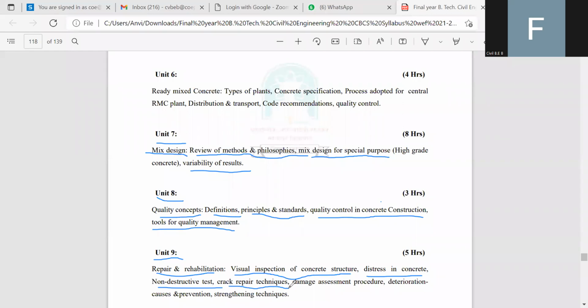Similarly, some cracks in concrete are available, so those cracks we can repair by inserting some chemicals. So that is the crack repair technique. Then the damage assessment procedure is there. Then deterioration causes and prevention is there. So deterioration of the structure will be there.